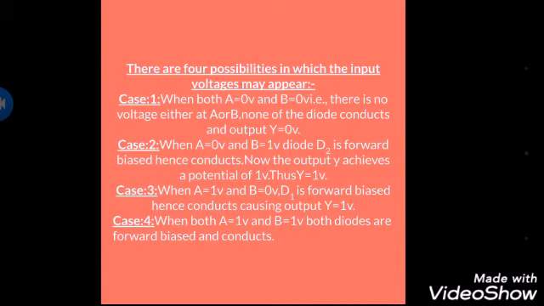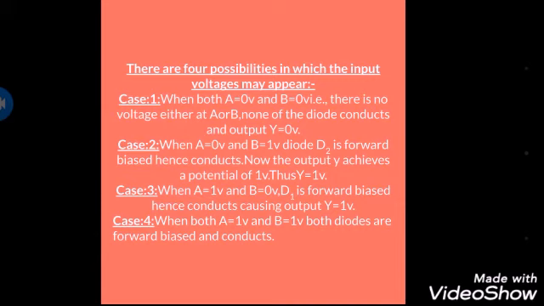In the second case, the input A is equal to 0 volt and B is equal to 1 volt. Here for the first diode, no signal is passed, and to the second diode, a positive pulse is given. Hence the diode D2 is forward biased and conducts. Then the output Y is equal to 1 volt.